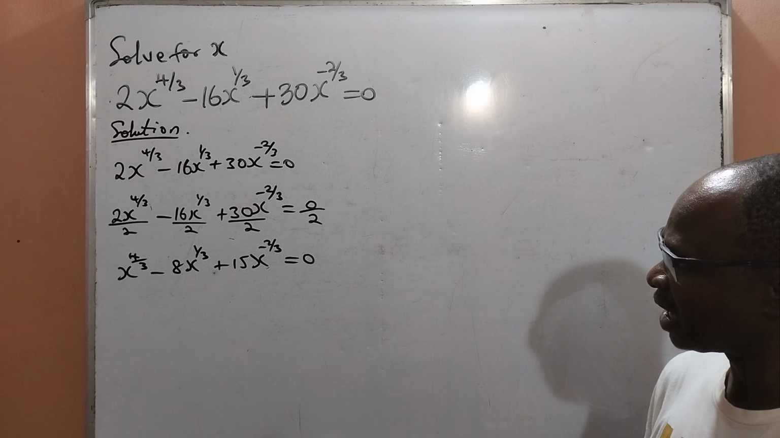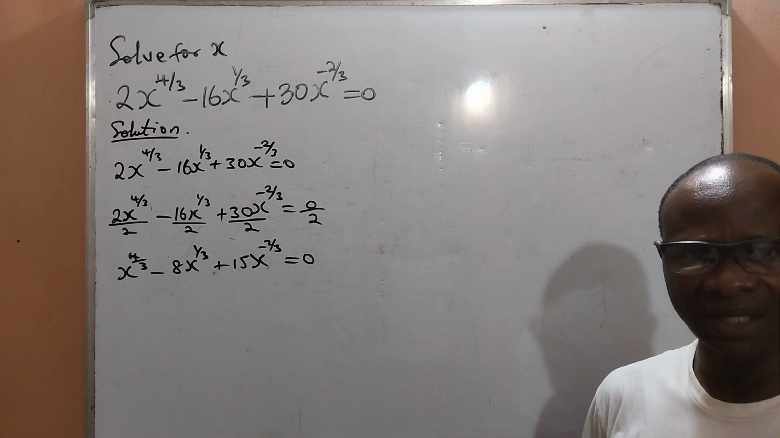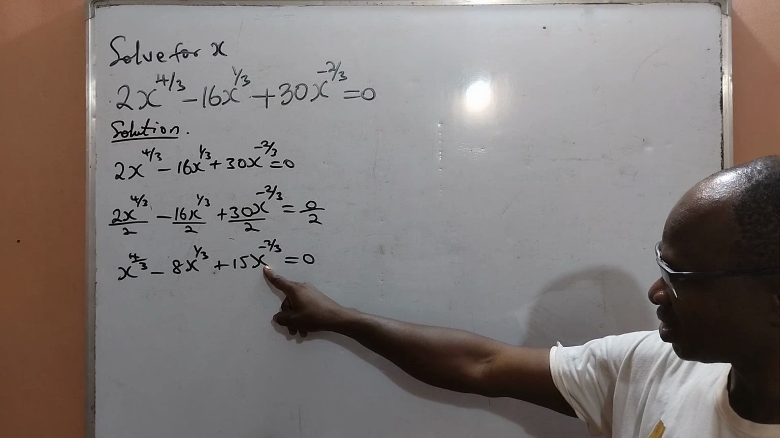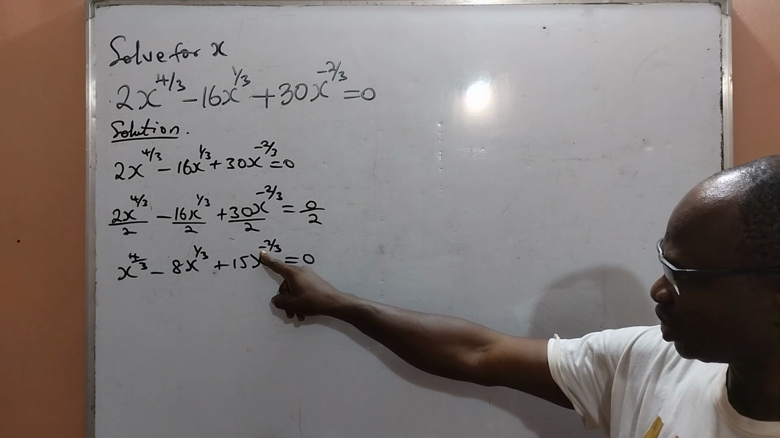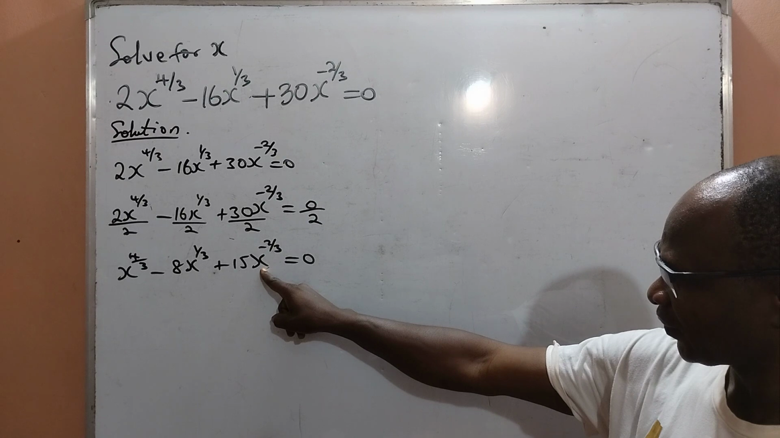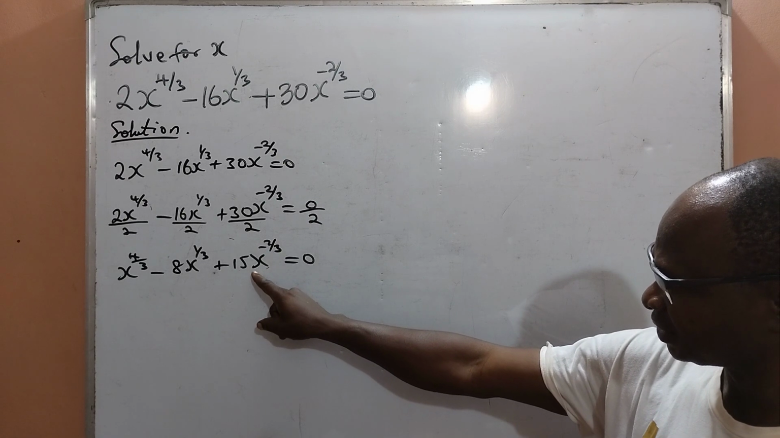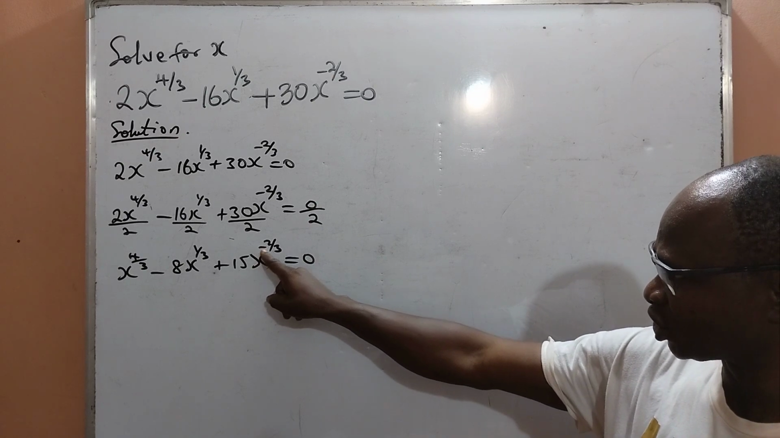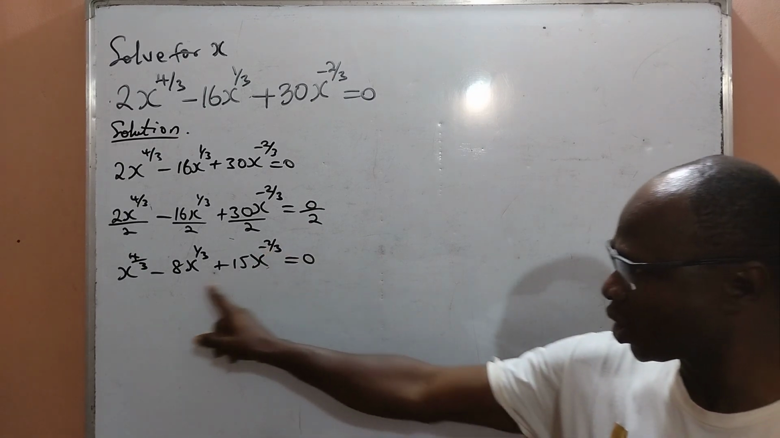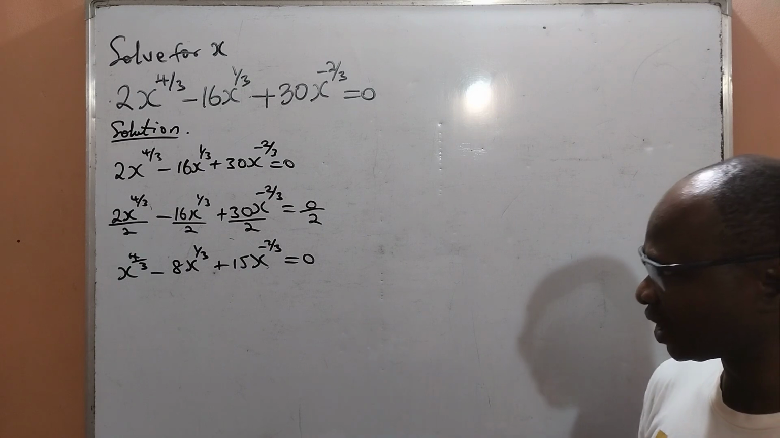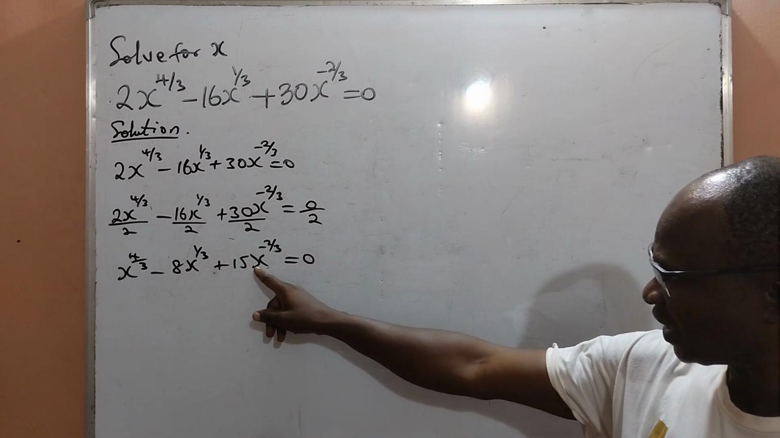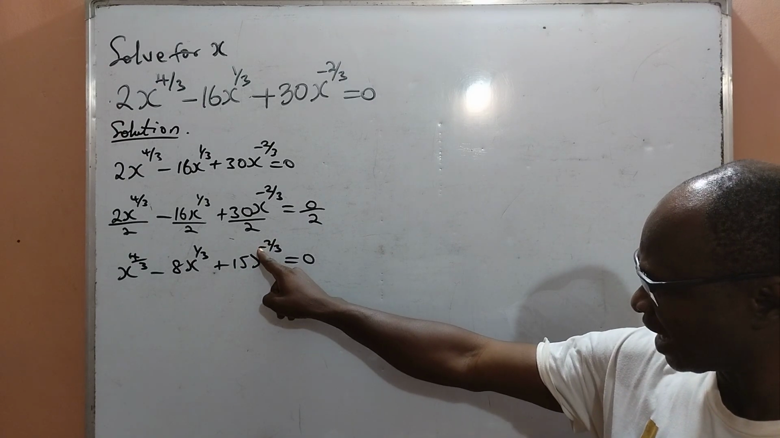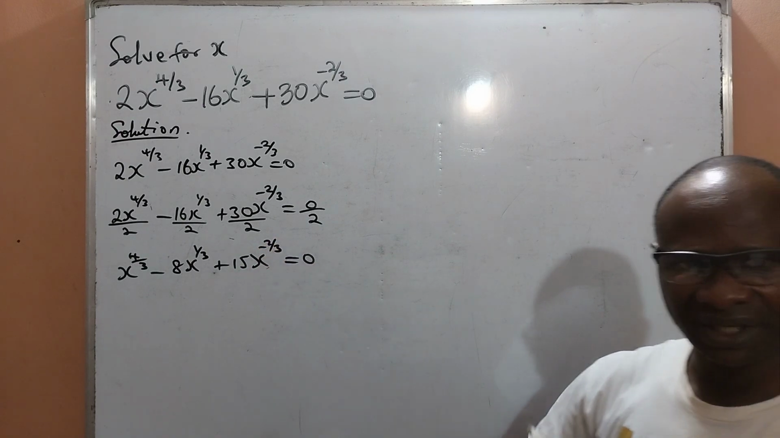Now, the next thing I will do is to divide again by the power of x here. I will divide by the x in the coefficient of 15, which is x raised to the power minus 2 over 3. I want to divide all through. That is the next step I will take. Dividing all through by x raised to the power minus 2 all over 3.